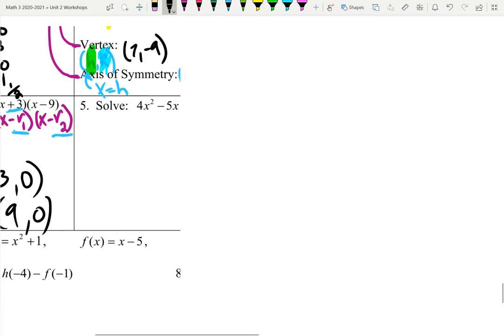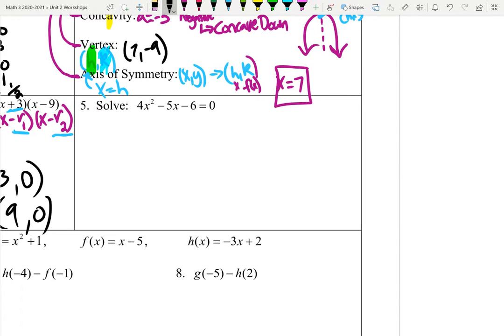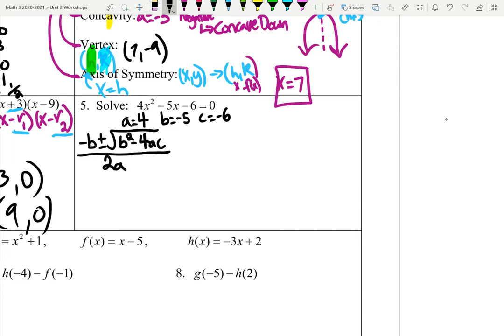I'm going to take a moment to look at 5, but I'm going to actually just use the quadratic formula as an opportunity to review. With the quadratic formula, I'm going to go ahead and look. A is going to be 4, B is going to be equal to -5, and the C value is going to be equal to -6. Now, the quadratic formula is as follows: negative b plus or minus the square root of b squared minus 4ac, all over the product of 2 and a. And this is going to be equal to my answer.